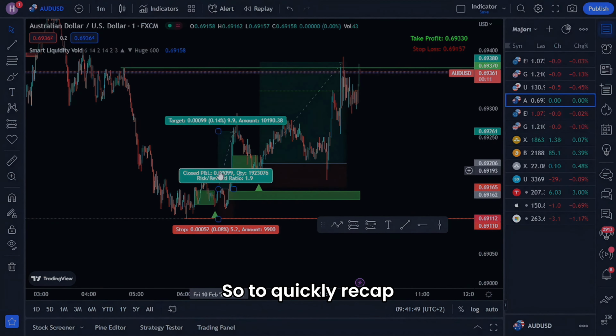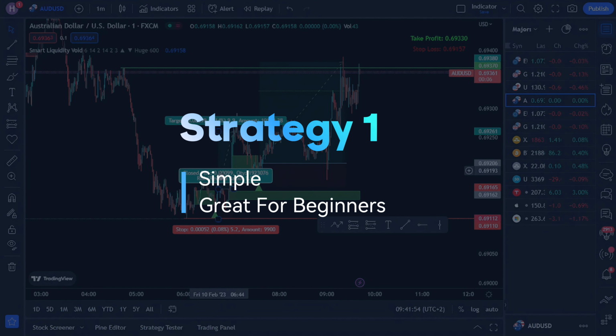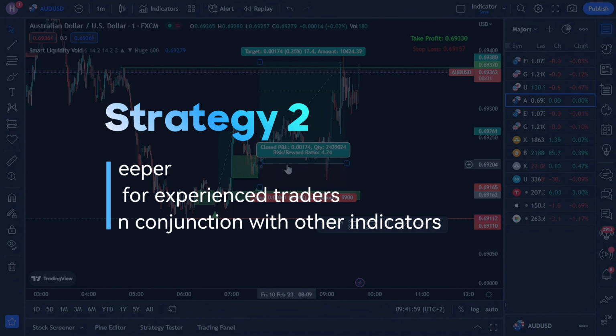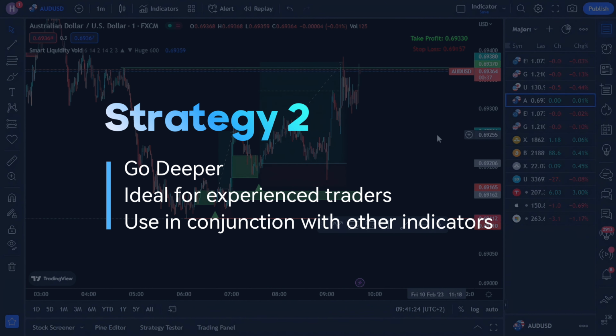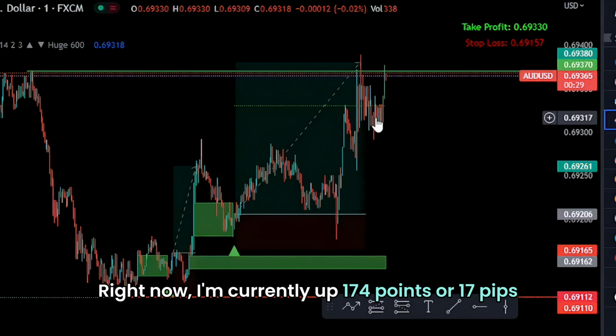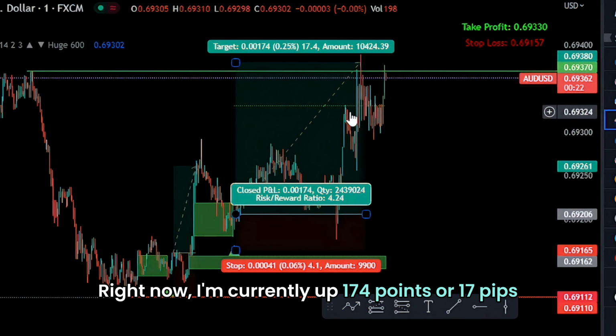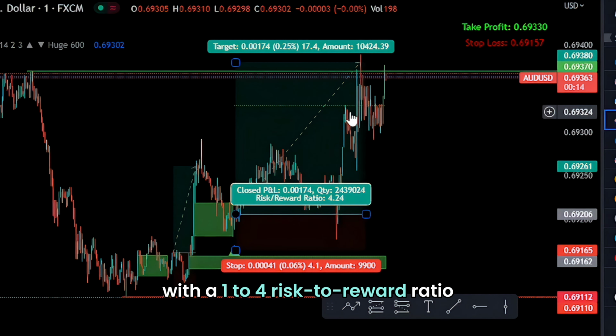So, to quickly recap, Strategy 1 is simple and great for beginners. Strategy 2 goes deeper, ideal for experienced traders watching price behavior inside the voids. Right now, I'm currently up 174 points or 17 pips with a 1 to 4 risk to reward ratio.